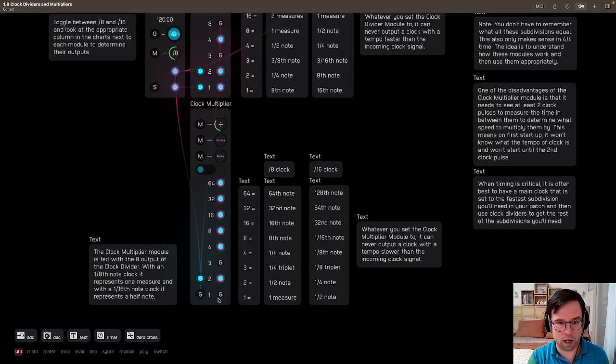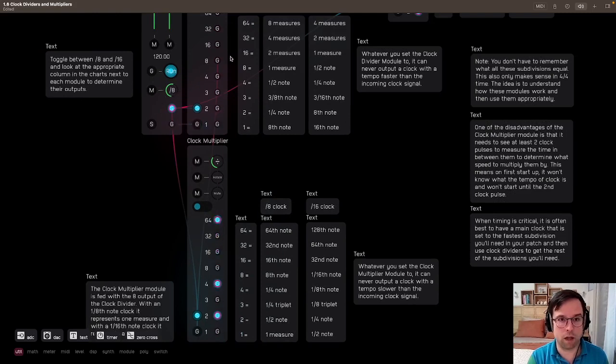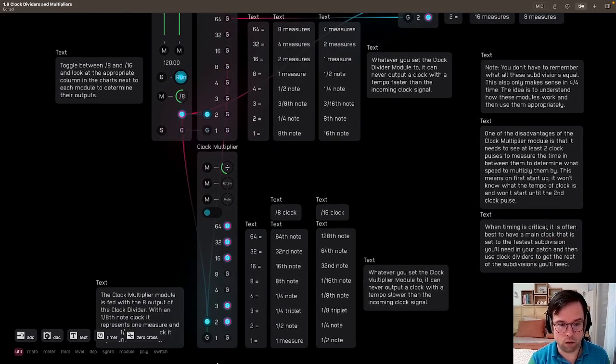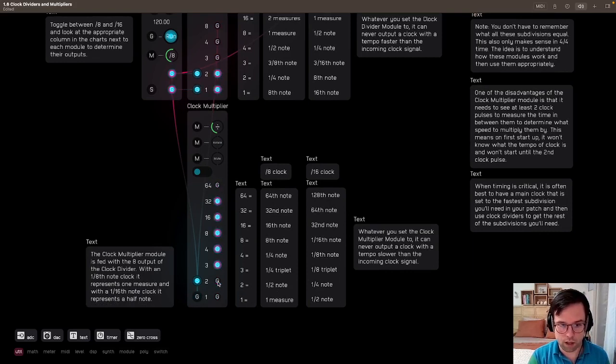It's multiplying. Basically, this is the one measure right here, because we go over here. If this is divided by 8 and divided by 8 clock, we go to the 8th output, that's one measure. We take the one measure output into the clock multiplier, and then we have one measure, and that's going faster and faster. With each output you're going to multiply times 2, times 3, times 4.